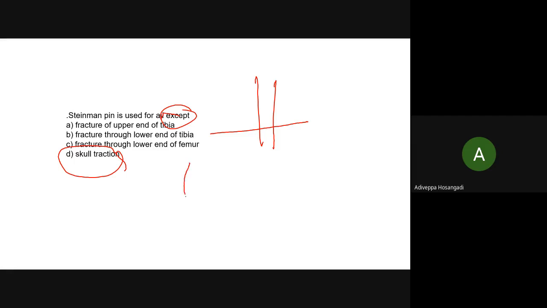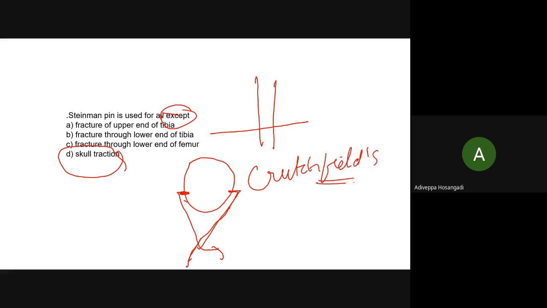Even in the skull we are using skeletal traction, which is called Crutchfield tongs, like a sugar tong, what I mentioned. Similarly, there is a small pin which enters about 3 to 4 mm into the outer skull. This is called, please remember, Crutchfield. Crutchfield is the name of the person, tongs, like a sugar tong. Steinman pin, definitely you can't drive through the brain, isn't it?